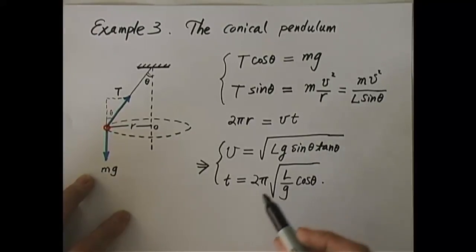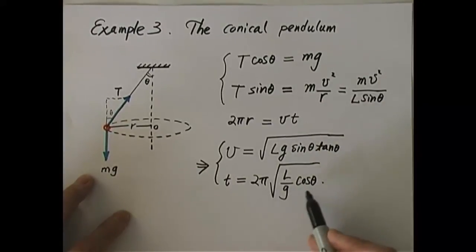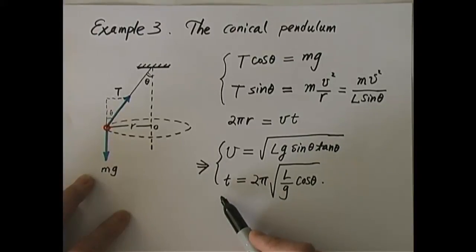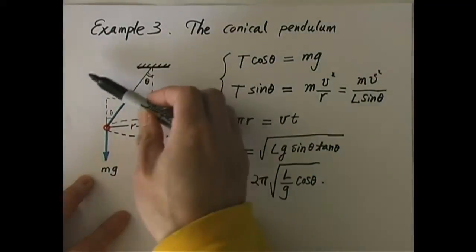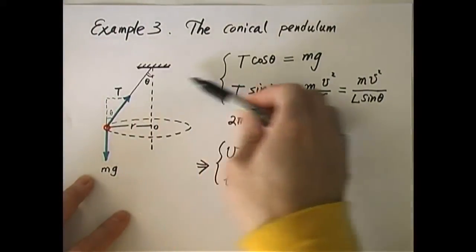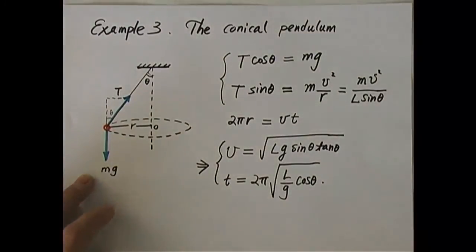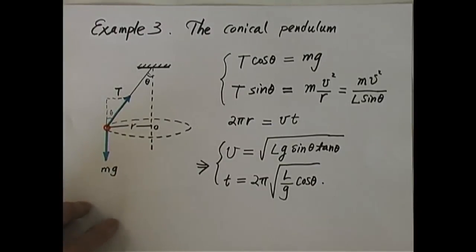You can also understand qualitatively what happens to the period t. When theta goes to 90 degrees, cosine theta is 0, which means t is equal to 0, which means it takes almost 0 time to go around. That makes sense because the speed is essentially infinity when that happens. Of course it takes no time to go around. That is the so-called conical pendulum.